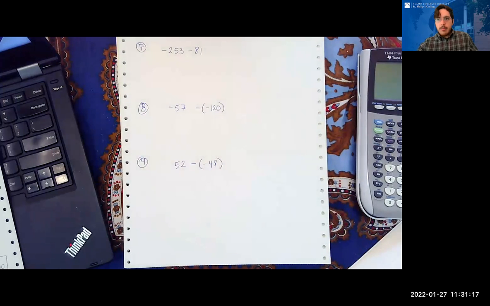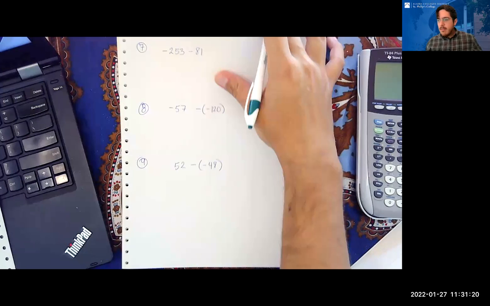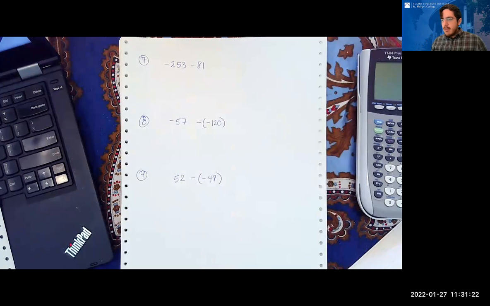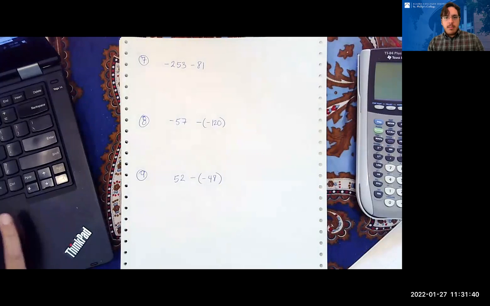Let me scooch this down a little bit. I'll give you guys a few minutes to work that out. Then we'll jump in and explain them. But when you're done with them, you can go ahead and type in the chat that you're done, just so I have an idea of how many people are done.